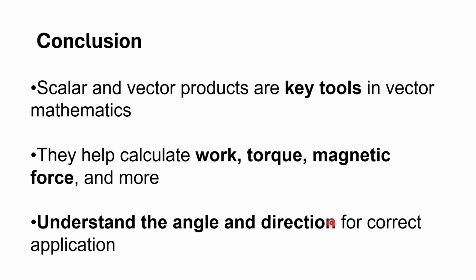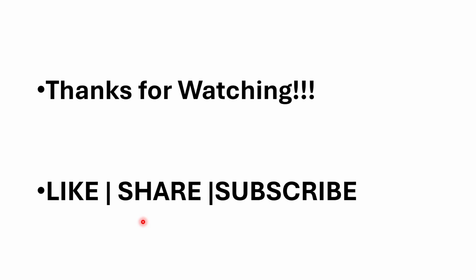Understand the angle and direction for the correct applications. They also tell us about the angle between two different vectors, and about the vector direction, meaning the resultant direction of the vectors. Whenever we want to apply it, it gives us a physical understanding and helps us apply it in a very precise way. So this was all for today's lecture.